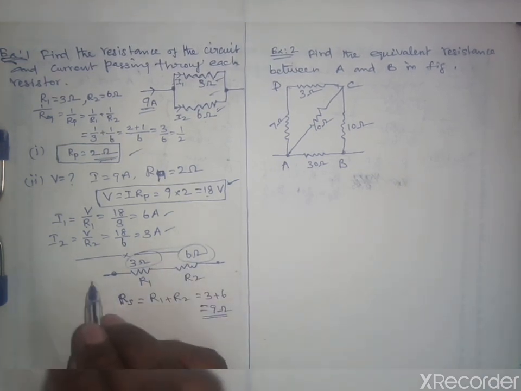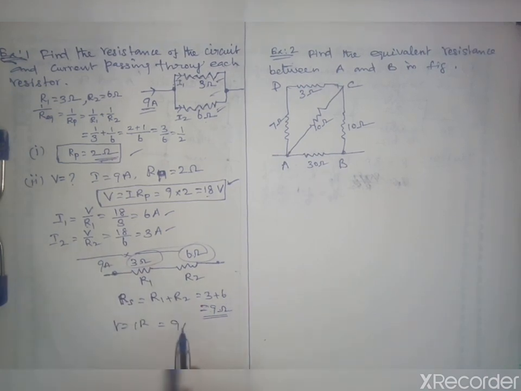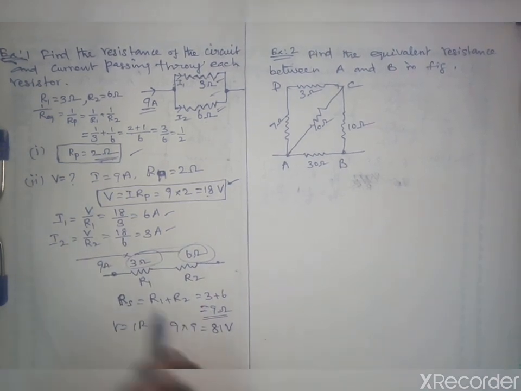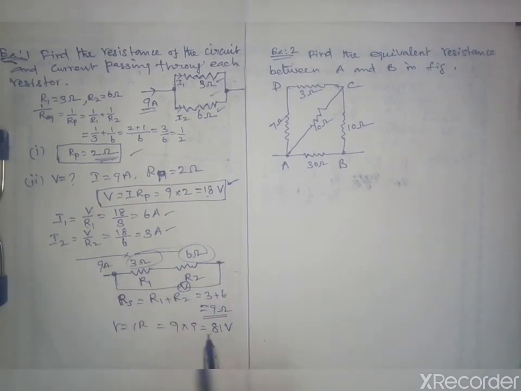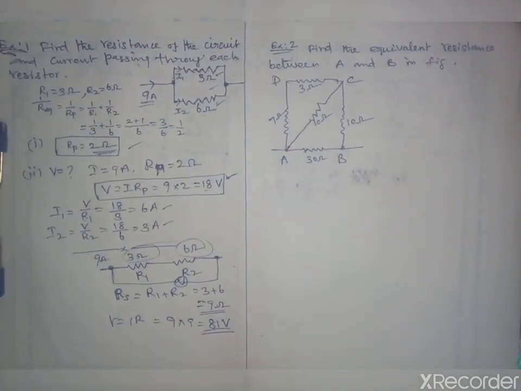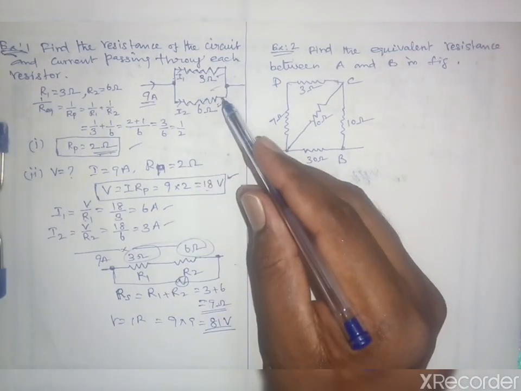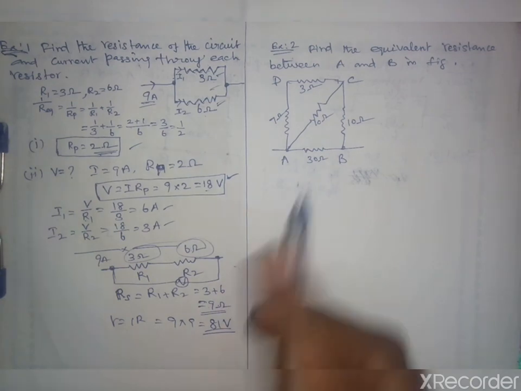So you can find. At the same time, if current is given as 9 ampere, so V equal to IR. So V equal to 9 into 9 equal to 81 volt. So the voltage across this V equal to 18 volt. Okay, in this way we can find the voltage, current, and individual currents and voltages through the resistors, and equivalent of series and parallel connections.